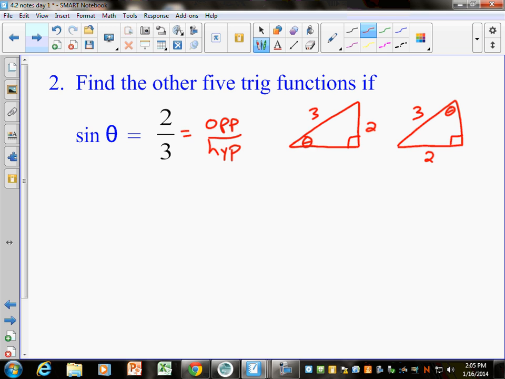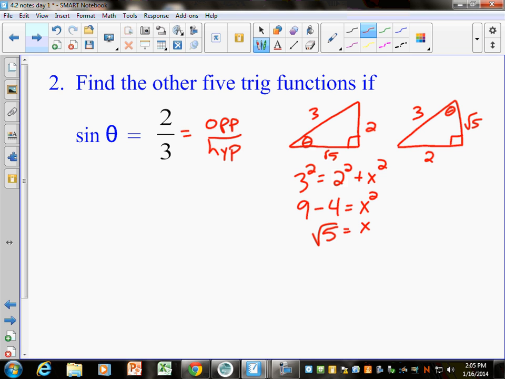Now this one doesn't work out so nicely. When you do this, you get 3 squared equals 2 squared plus x squared, or 9 minus 4. So you get that the adjacent side is the square root of 5. If you put decimals on these trig values, you won't get points for that, so make sure you leave them as radicals.